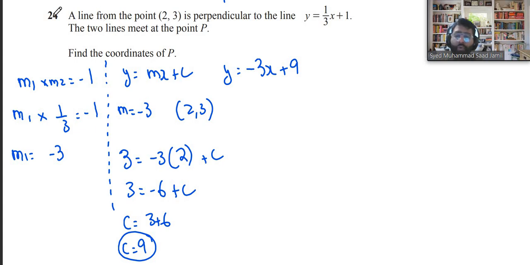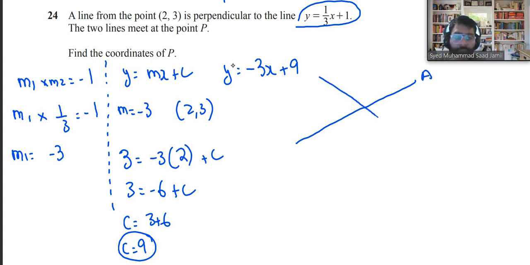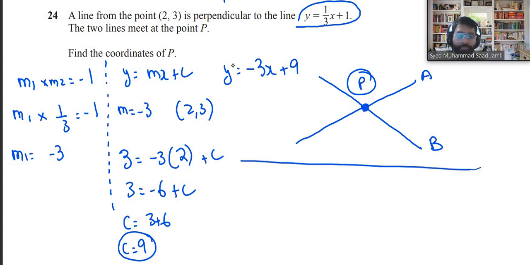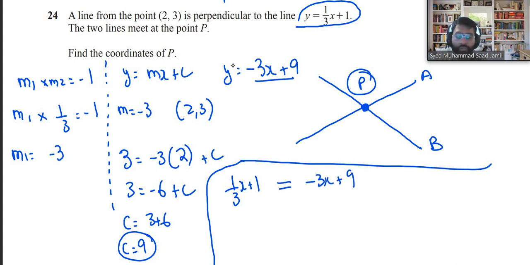Now we have to find the coordinates. So what you guys need to understand is that there is a line, this line. Let's call this line A. And then we have the line P. We have another line, B. And they both meet at one point and this point is P actually. So what do we have to do now? This equation 1 upon 3x plus 1 is equals to this equation minus 3x plus 9. So we will shift 3x over there. 1 upon 3x plus 3x is equals to 9 minus 1.